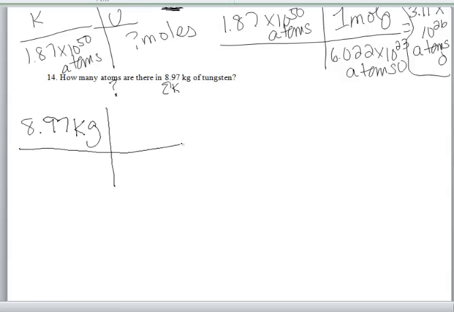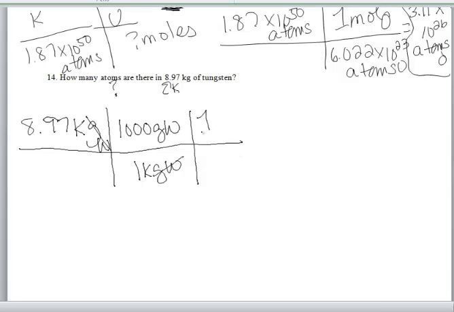This is probably a tougher one. I'm going to do it all together here to show you what it looks like. I've got to cancel out. Now if you find tungsten on the periodic table, it's a W. Now the first thing I have to do is go to grams. I do that by 1,000 grams of tungsten and 1 kilogram of tungsten. That gets rid of the kilogram unit.